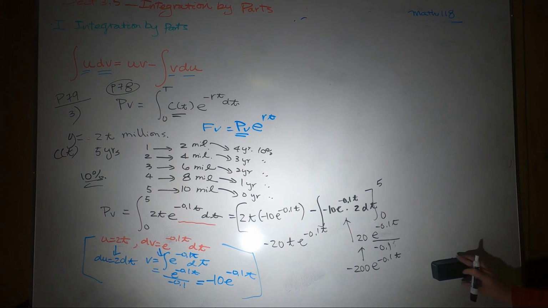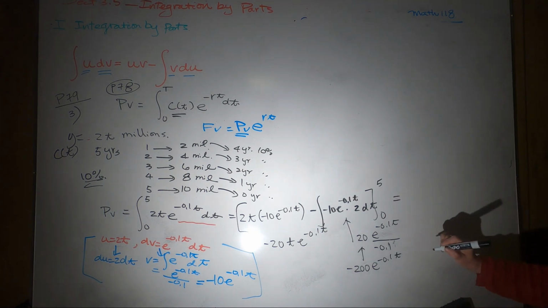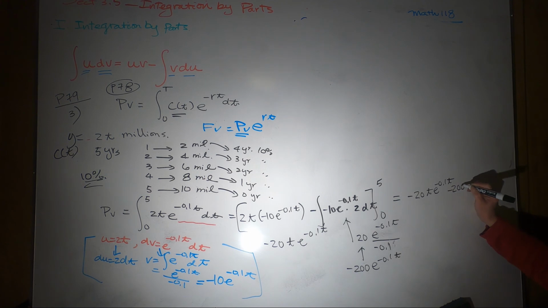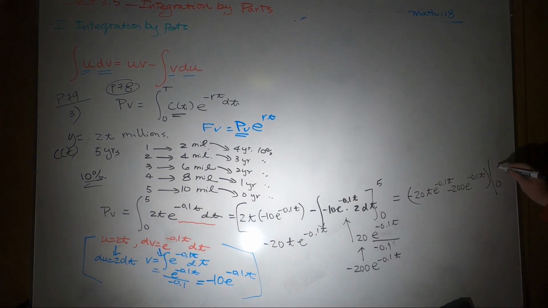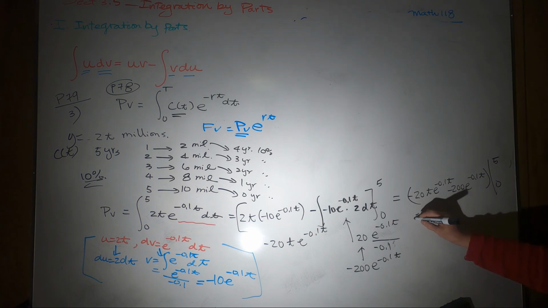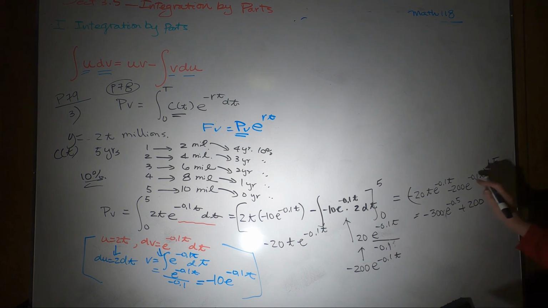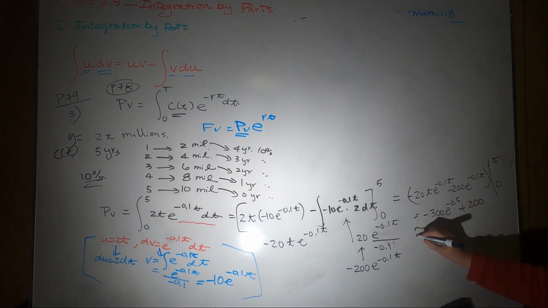Pretty messy, huh? So what we are talking about is negative 20t e to the negative 0.1t minus 200 e to the negative 0.1t. Is that right? Then we do from 0 to 5. So you plug in the number, that would be negative 300 e to the negative 0.5 plus 200. Okay, plug in your number. So you calculate that it's around 18.